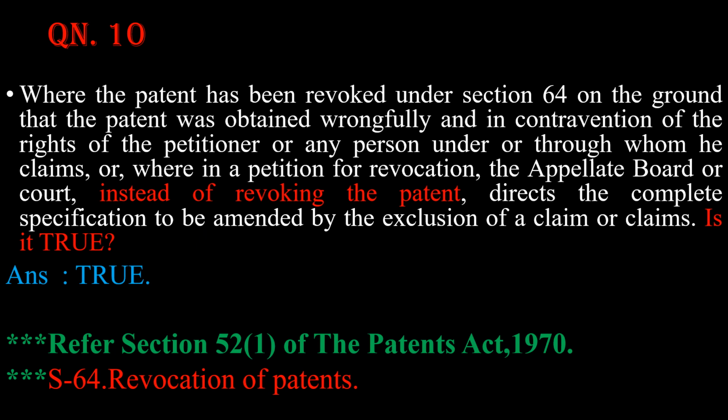And now the final, the most awaited question is question number 10. Just take a look. Where the patent has been revoked under section 64 on the ground that the patent was obtained wrongfully and in contravention of the rights of the petitioner or any person under or through whom he claims, or where in a petition for revocation the appellate board or court, instead of revoking the patent, directs the complete specification to be amended by the exclusion of a claim or claims.